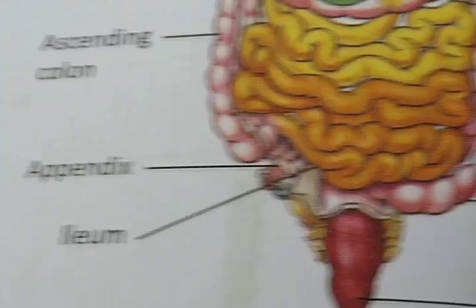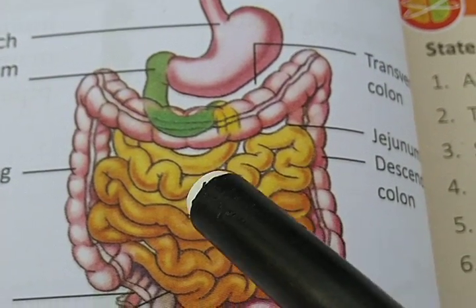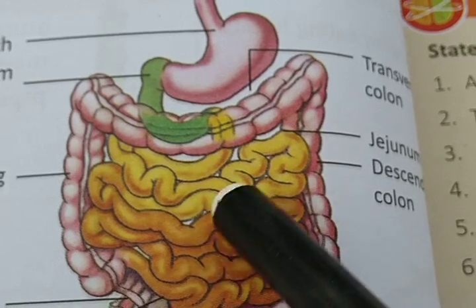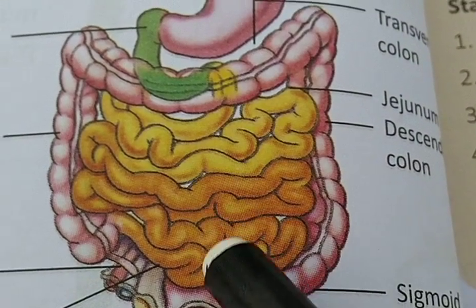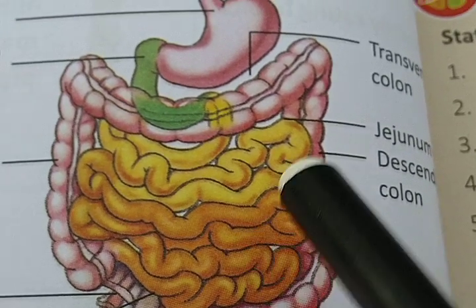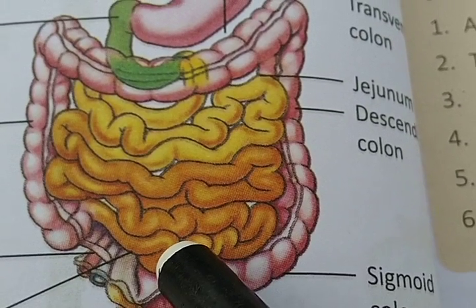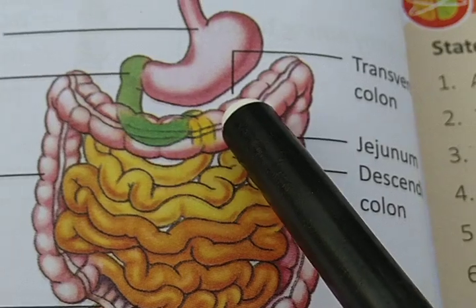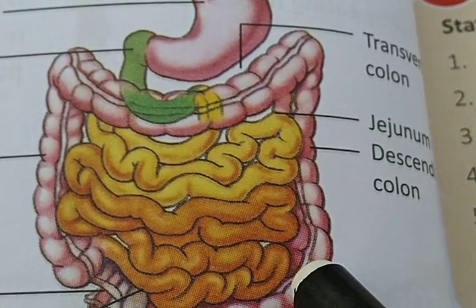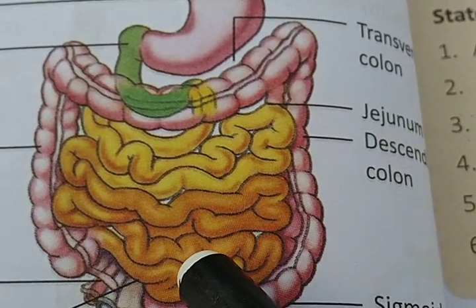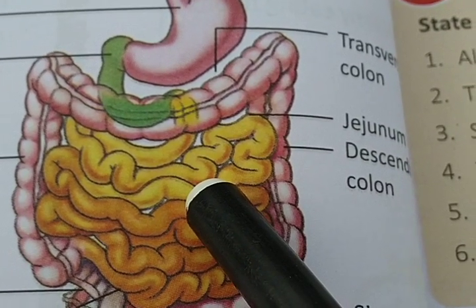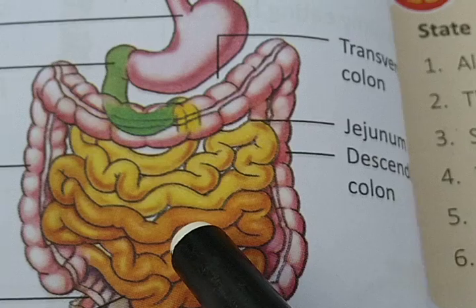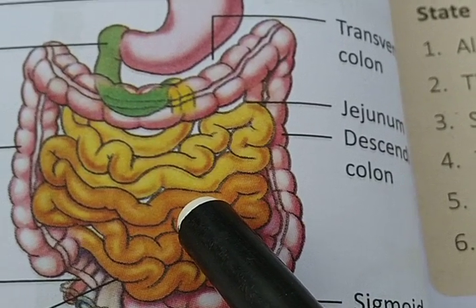So look at the figure. The yellow portion is known as the small intestine. It is about 7.5 meters long. Though it is a long cylindrical tube, it is called narrow compared to the large intestine. That's why it is also known as the small intestine. Basically, the complete digestion of food and reabsorption of food takes place in the small intestine.